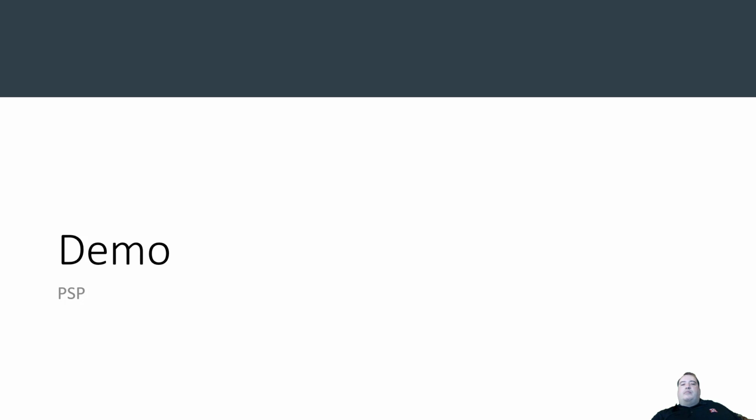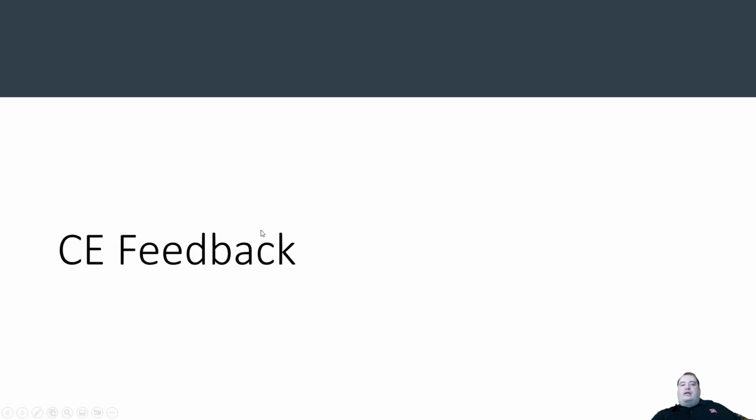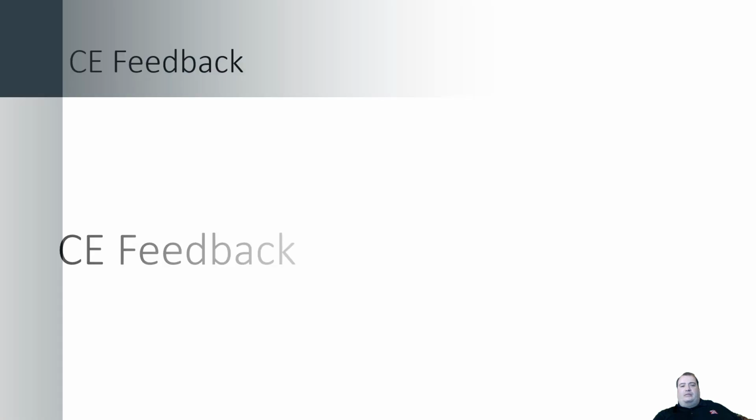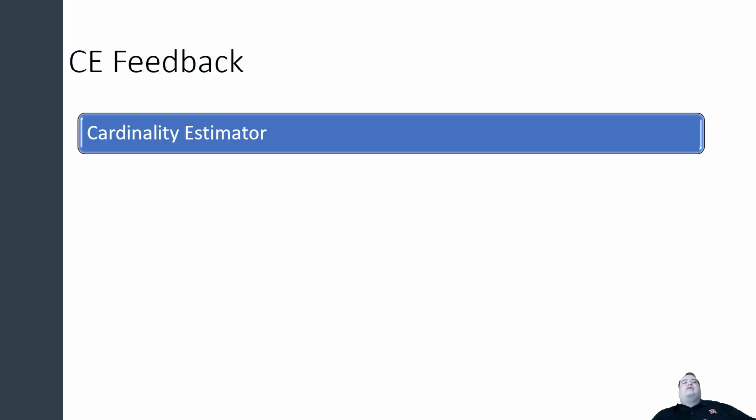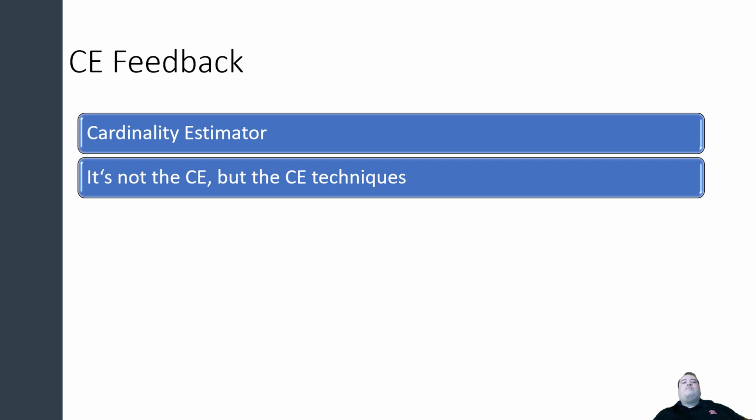Now let's talk about cardinality estimator feedback, CE feedback. What's that? We're talking about the cardinality estimator. What is the cardinality estimator? The cardinality estimator is the query processing component responsible for estimating the number of rows which will be returned by a query. So the responsibility of this component is to estimate the return of a query. It's not about the CE itself. It's about the CE techniques.